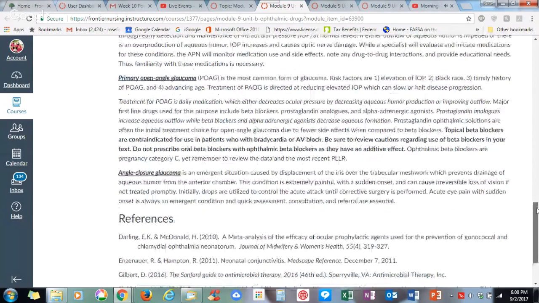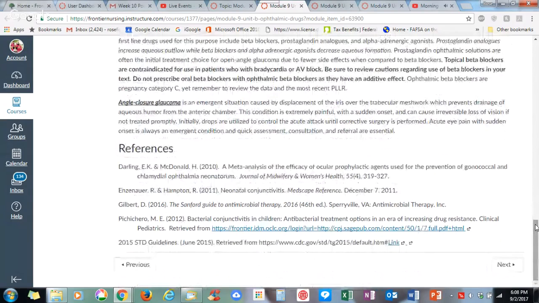Angle closure glaucoma is an emergent situation caused by displacement of the iris over the trabecular meshwork, which prevents drainage of aqueous humor from the anterior chamber. This condition is extremely painful with sudden onset and can cause irreversible loss of vision if not treated promptly. Initially, drops are utilized to control acute attack until corrective surgery is performed. Acute eye pain with sudden onset is always an emergent condition, and quick assessment, consultation, and referral are essential.